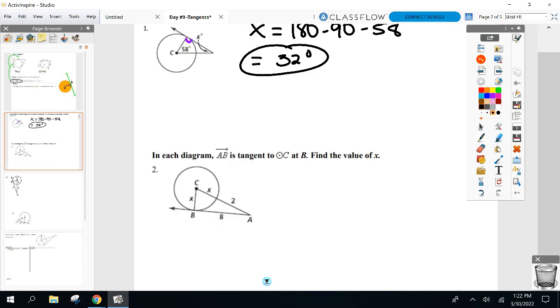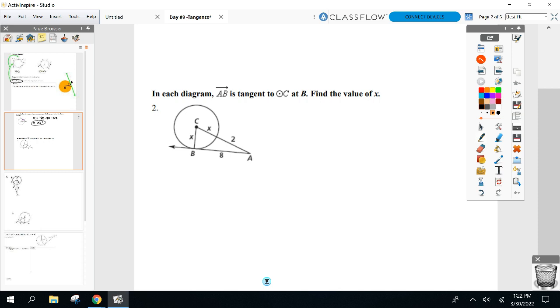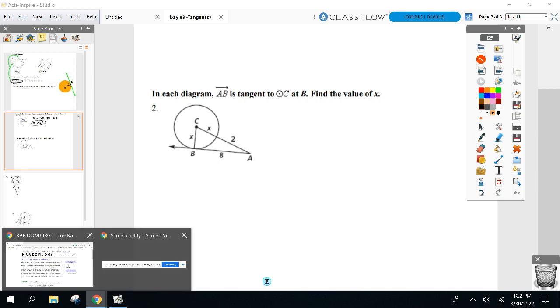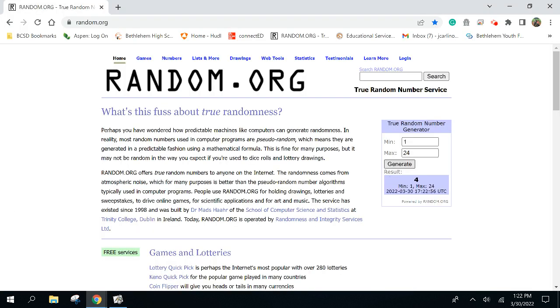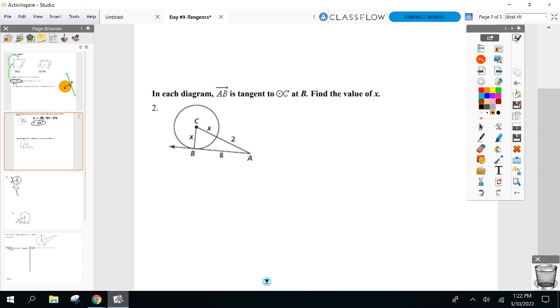All right, how else can we use this theorem? A couple different ways. They tell me AB's tangent to circle C at B, find the value of X. Add something to the diagram before we begin. Want to add anything, Griff, from what we just talked about? Right angles. Yep, where? Can you name the angle? Angle CBA. Good job. Angle CBA, radius drawn to the point of tangency. Good work.